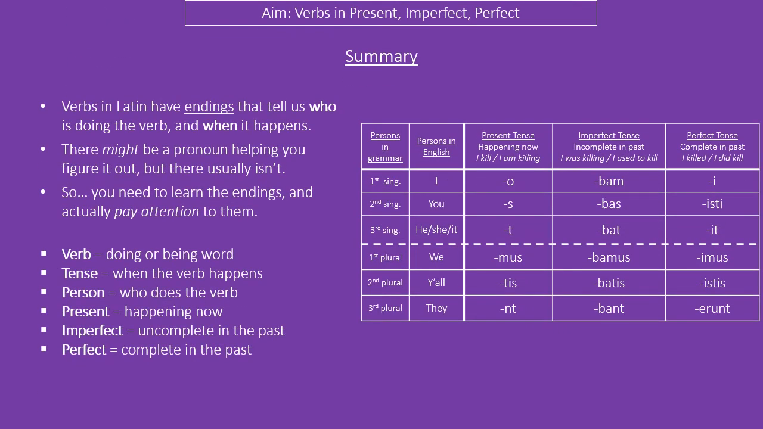So in summary, verbs are the most important part of a sentence, and you must learn the endings to work out who is doing the verb and when it happens, because quite often there won't be any extra help in the sentence to figure out those two problems. You should learn the definitions of words. You should learn that a verb is a doing or being word, that tense is when it happens, that person is who does it, and that a present tense verb is happening now, so I am doing something. Incomplete action in the past is the imperfect tense, I was doing something, but a complete action in the past is the perfect tense, I did something. Learn the endings. I would suggest chanting, but whatever works for you.